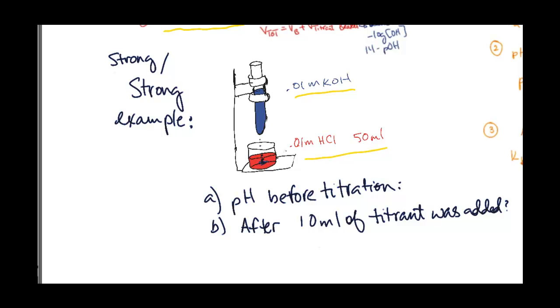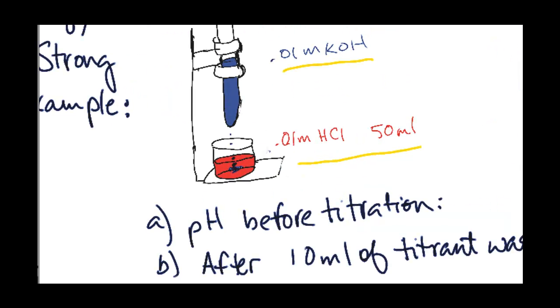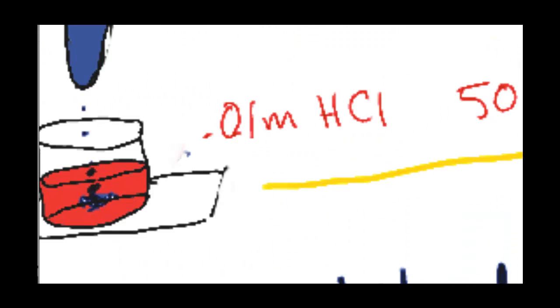Before the titration, we need to look at what's in the beaker: we have 0.01 molar hydrochloric acid, and we have 50 milliliters of it, right? So what we need to remember is that the molarity of the strong acid equals that of the proton concentration. I'm going to zoom in a little bit to create some more space since I'm running out. The beauty of the digital world allows me to do that.